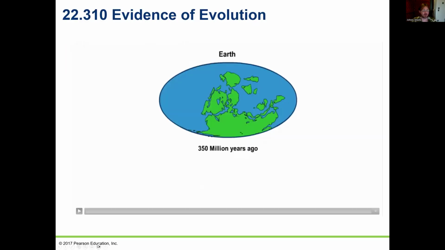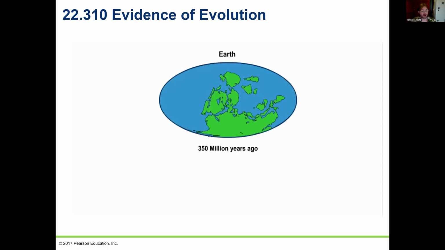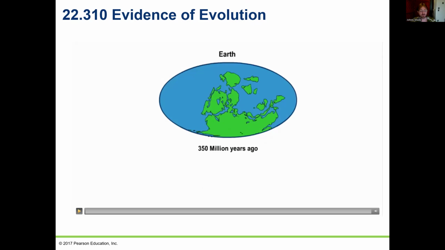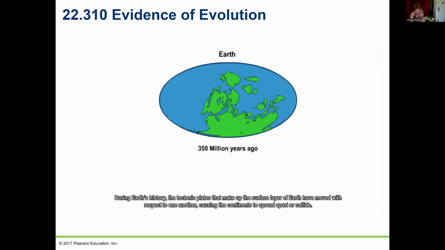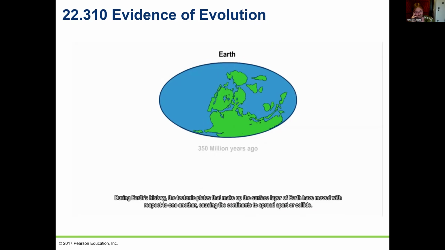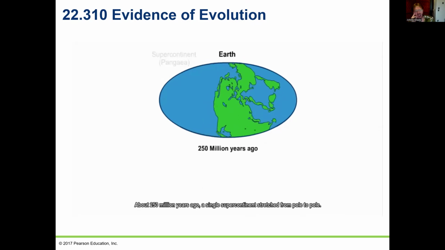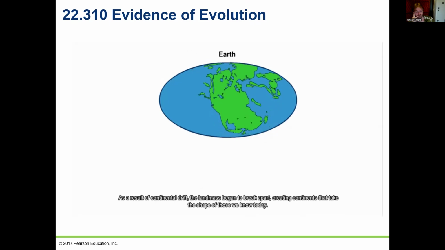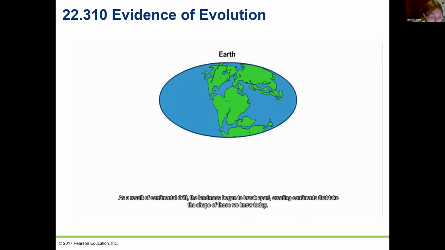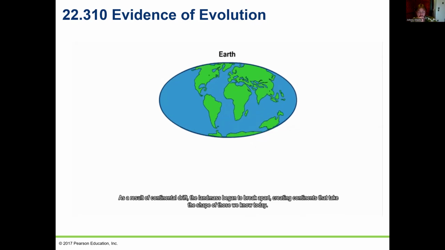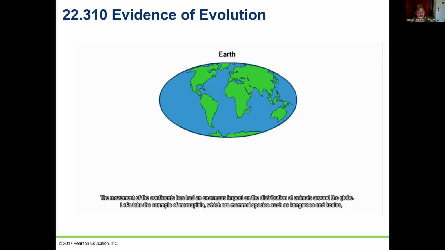Now we have this little video that's going to talk about some of the biogeographical history of the Earth. During Earth's history, the tectonic plates that make up the surface layer of Earth have moved with respect to one another, causing the continents to spread apart or collide. About 250 million years ago, a single supercontinent stretched from pole to pole. As a result of continental drift, the landmass began to break apart, creating continents that take the shape of those we know today.